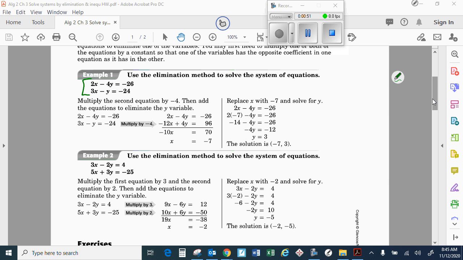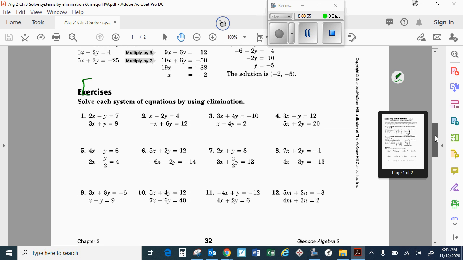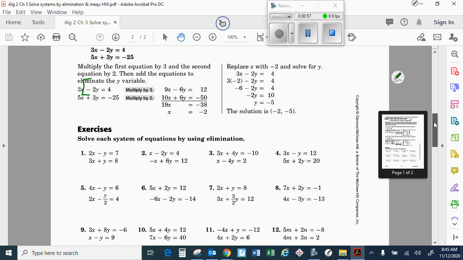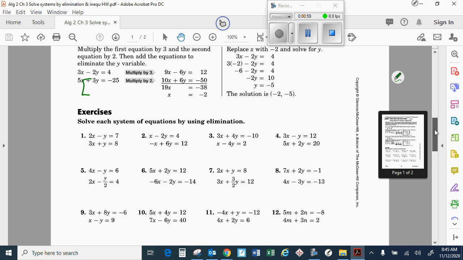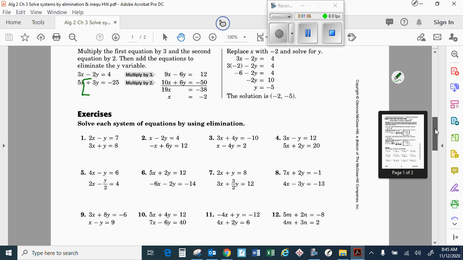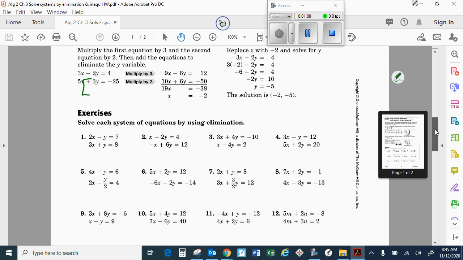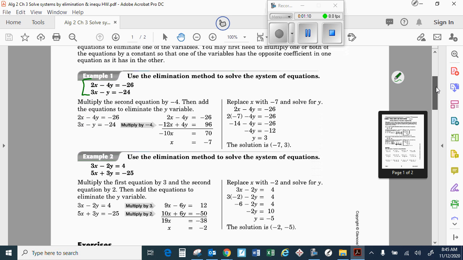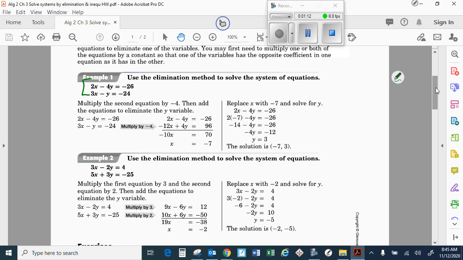So if they were not integers, we would, let's see if we have any that are not integers. No, we do not. They're all in, oh yes, we do. We have one right here, number 5 and 7. So we multiply that entire equation by 2 to get rid of the denominator. Okay, so that's what we do to put it into standard form.